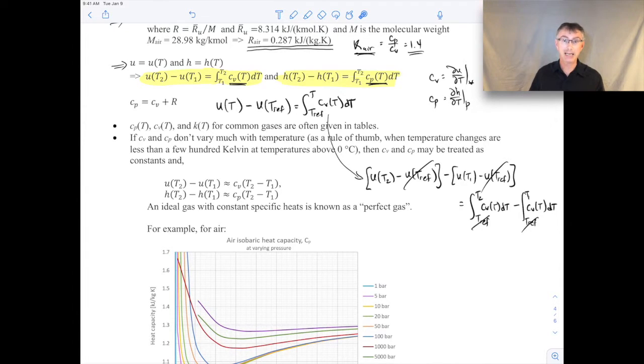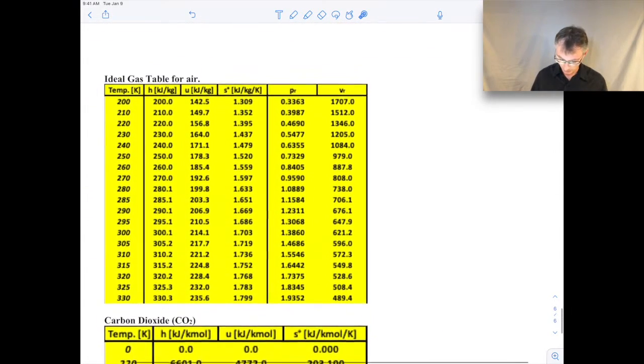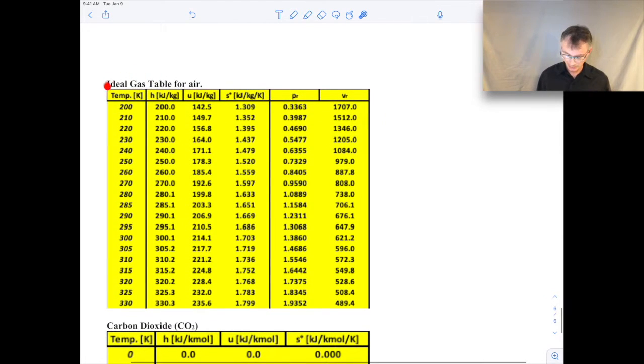So people have pre-calculated these integrals using that reference value, and that's what's given in this table. This yellowish table is the ideal gas table for air. Here's the specific enthalpy, specific internal energy. Don't worry about these other quantities. We'll come back to those later in the course. They represent other quantities that we'll deal with later. Just focus on those two columns. It's the value for specific enthalpy and specific internal energy with respect to that reference temperature, as a function of temperature.